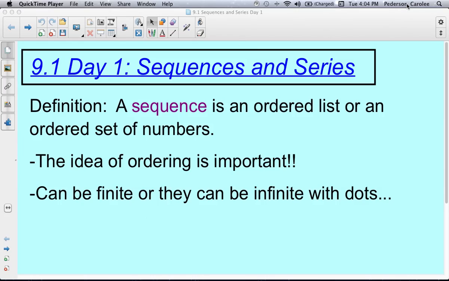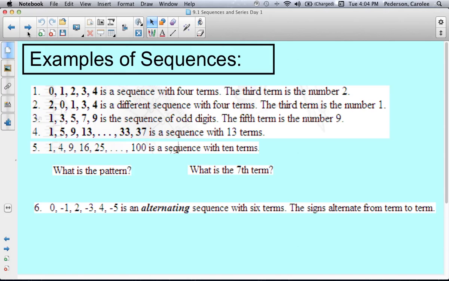Here's a definition of what a sequence is. A sequence is an order or a list of set of numbers. The idea of ordering is important. You can have a finite or infinitely many items in a sequence or a series. Here are a few examples of sequences. You don't need to write these down.